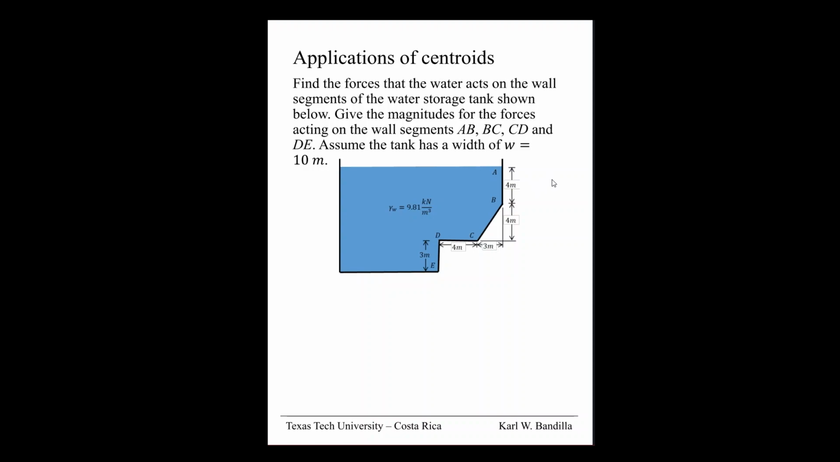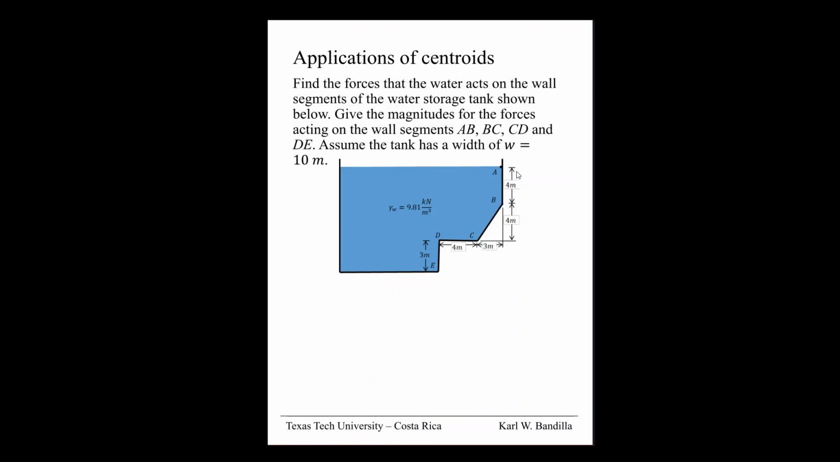Here we have another water pressure problem. We're given this water storage tank, and we are asked what the forces are acting on each of these segments: AB, BC, CD, and DE. What we can do is figure out what the pressure is at all these spots.